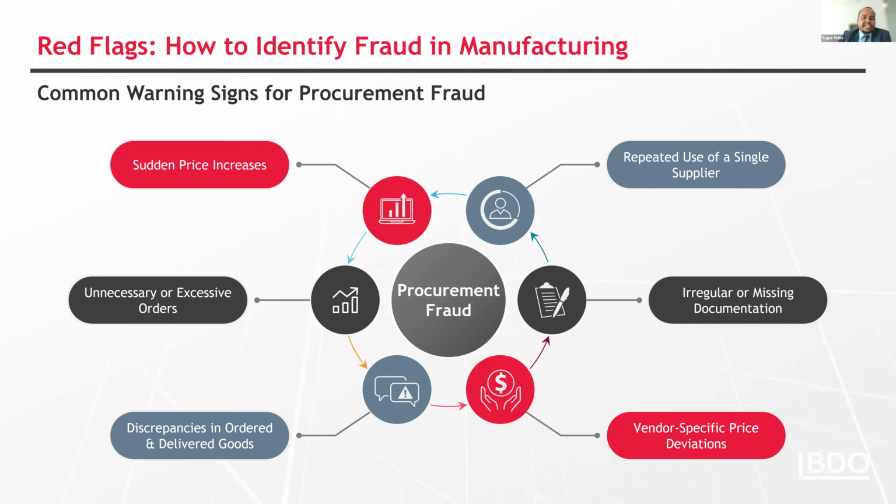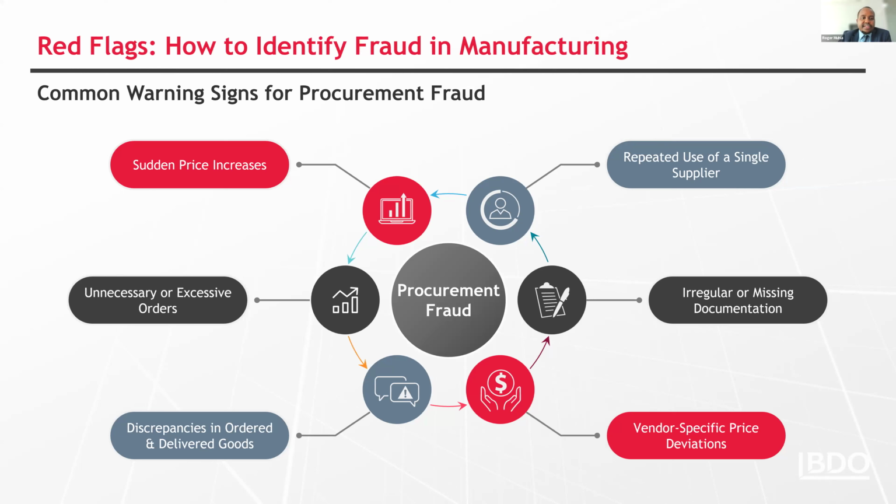So the red flags that you should watch for, one could be sudden or unexplained price increases. This is one of the most obvious signs of procurement fraud, which is where the price of goods from a specific vendor increases unexpectedly without a reasonable market explanation. This can possibly indicate that the vendor is inflating the prices in collusion with the procurement officer, especially if other suppliers in the industry haven't adjusted their pricing.